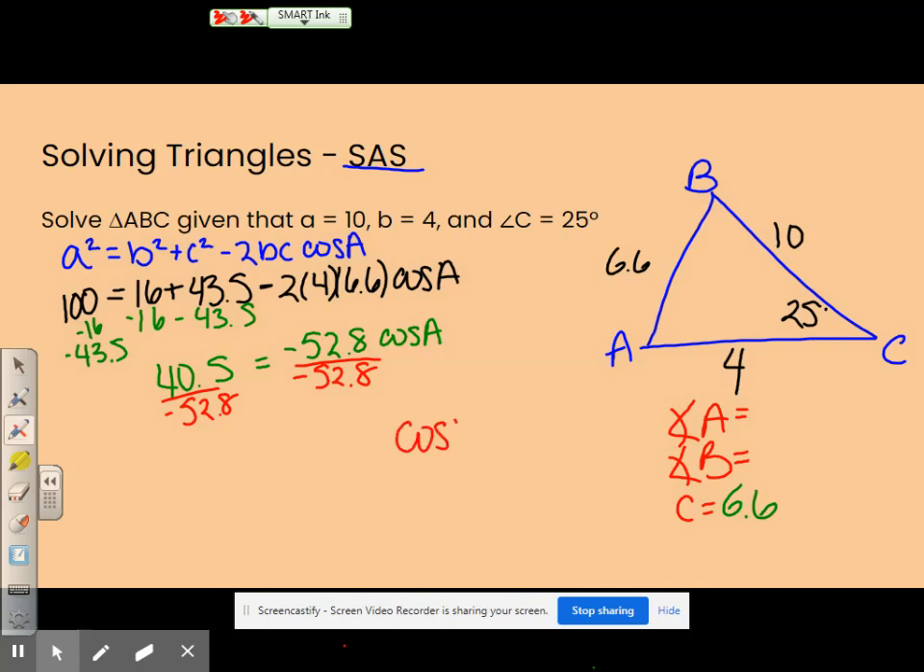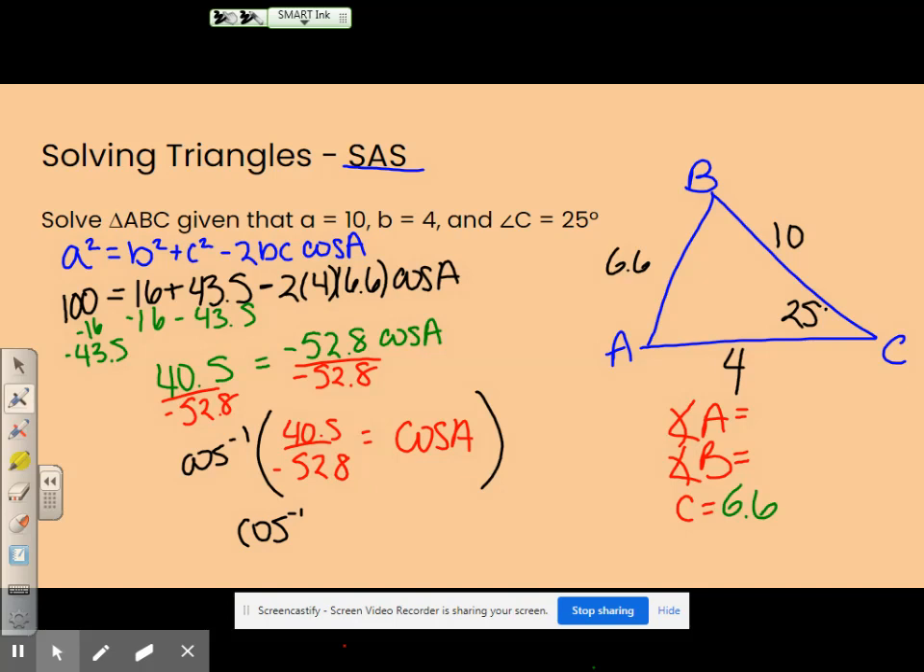That leaves me with cosine of A is equal to 40.5 over negative 52.8. From here, I'm going to take the inverse cosine of both of our sides. Reminder of how we get this on a calculator. If you're using a TI, any version of a Texas Instrument, that's going to be second times whatever trig function, in this case it's cosine.